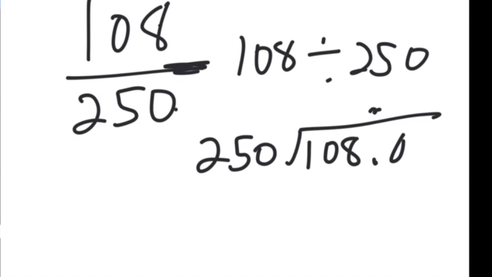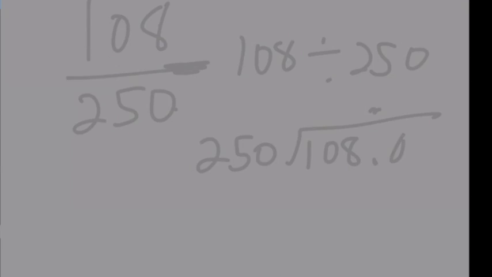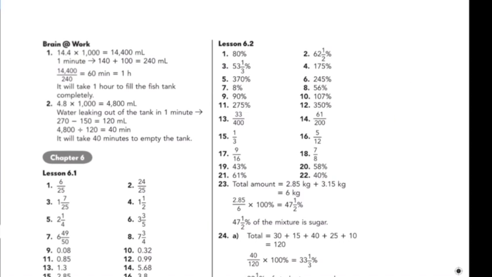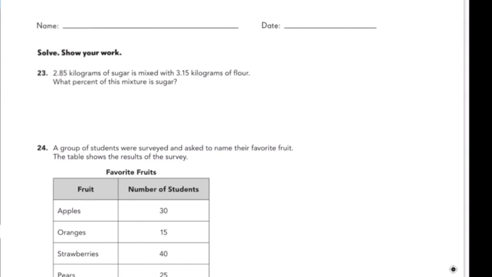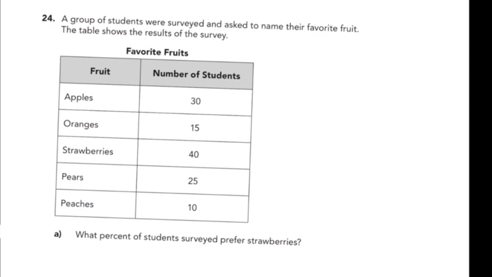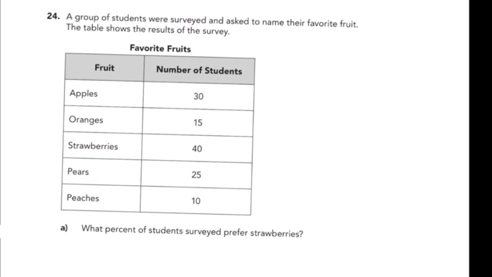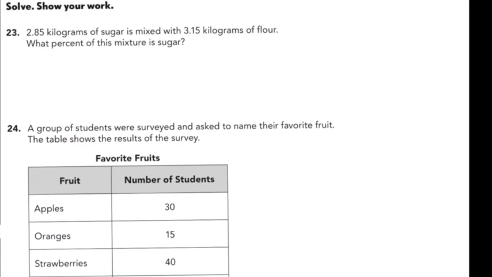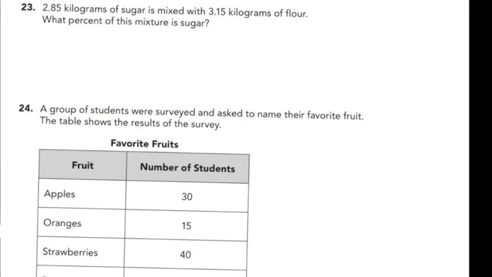On the back, let's see, make sure I can find the page, is the word problems. And all you need to do is really read this carefully. I'm going to go over just one of them with you. I think you could do the rest. The first one says there's 2.85 kilograms of sugar mixed with 3.15 kilograms of flour. What percent of the mixture is sugar?